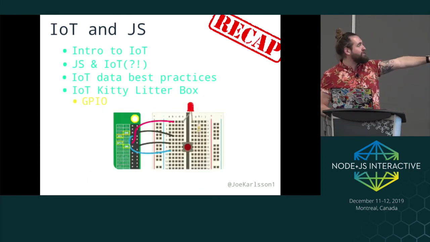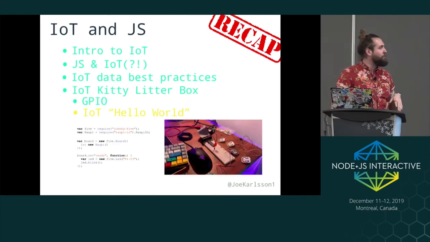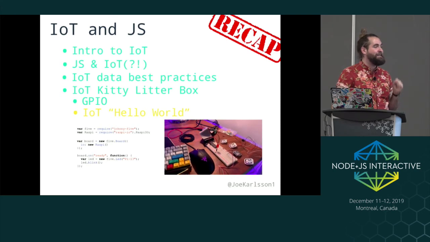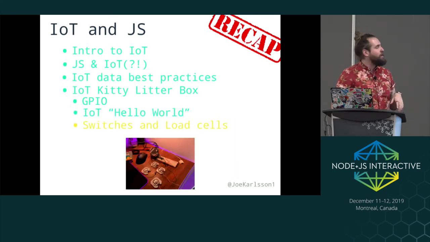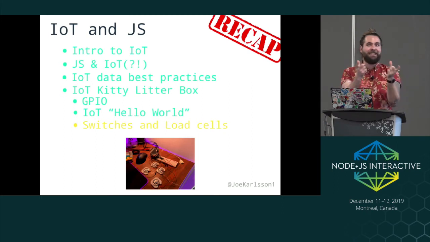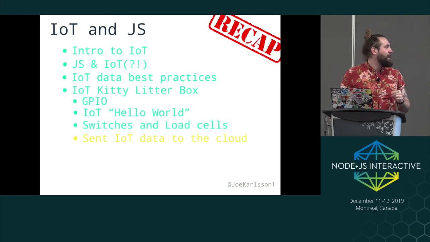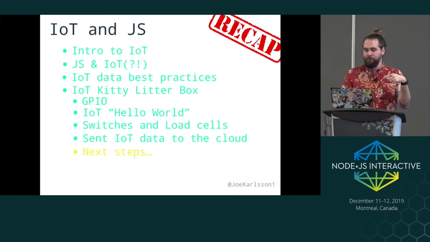But we talked briefly about the GPIO, how you're sending data out and in to the board. We went over a hello world, making the LED blink using Johnny 5 and a Raspberry Pi. We went over the code for how I did that switch data and how I handled the load cell data. We went over the spawn child process to handle that Python subcode. We went over the IoT time series data and how we sent that to the cloud. And then we went over my next steps for what I want to do with the project as well. Okay, great.